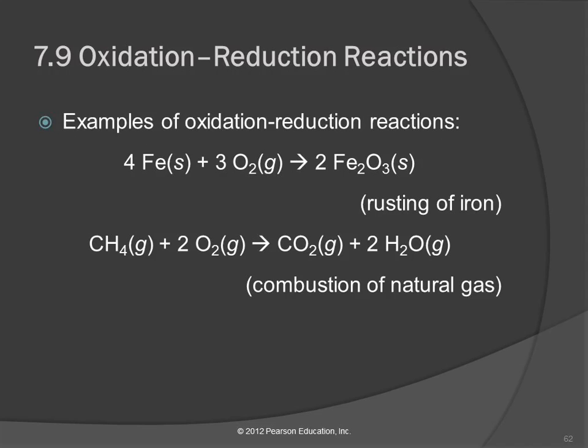So here are some examples. Here's iron rusting. That's iron reacting with oxygen to form an iron oxide. Here we have combustion. Combustion reactions are redox reactions. So we have methane reacting with oxygen. This is the burning of natural gas.